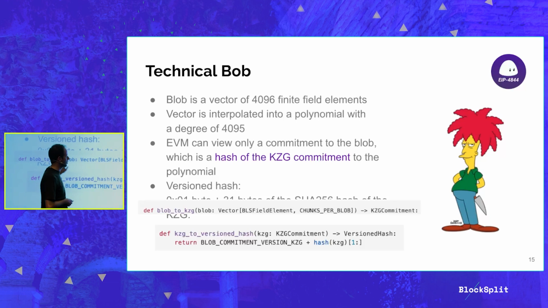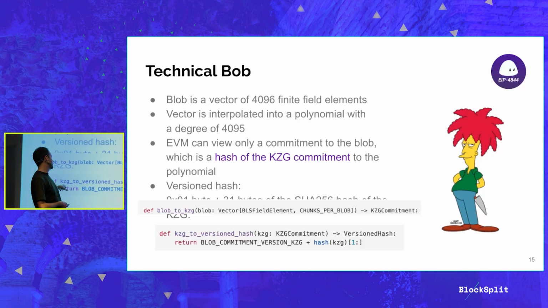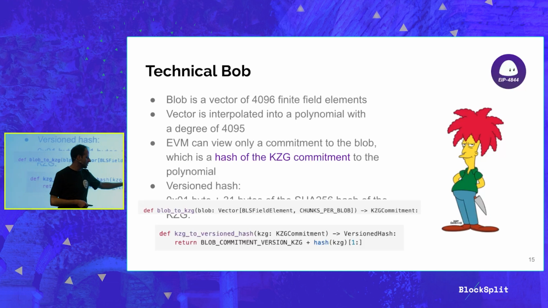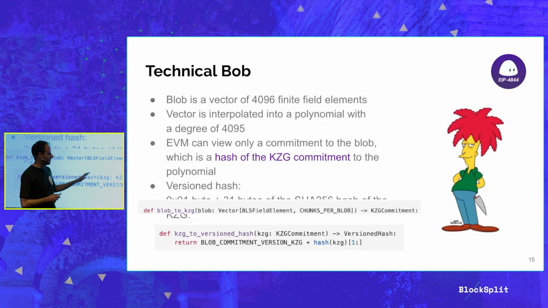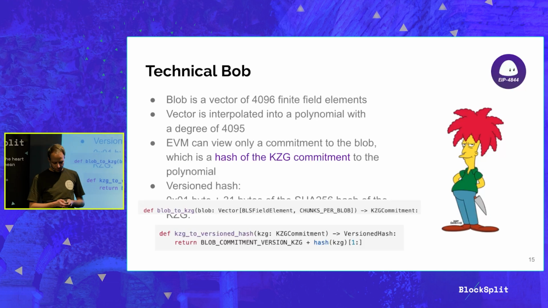From that, we calculate the KZG commitment. Then we use this KZG commitment to calculate the hash. As you see, the KZG to versioned hash is the final product, and this versioned hash will be sent to the EVM.